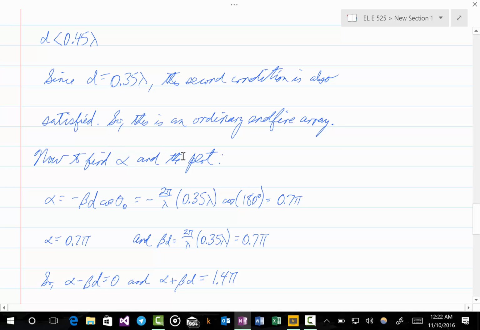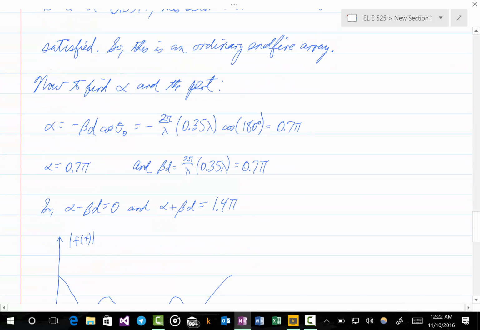Now we're asked to find alpha and also the plot. Alpha is very simple, again, as we've seen repeatedly. Alpha is minus beta d cosine theta naught, so that's minus 2 pi over lambda times 0.35 lambda times the cosine of 180 degrees, and that gives us simply 0.7 pi. So alpha is 0.7 pi. Similarly, beta d is 2 pi over lambda times 0.35 lambda, and so that is also 0.7 pi.